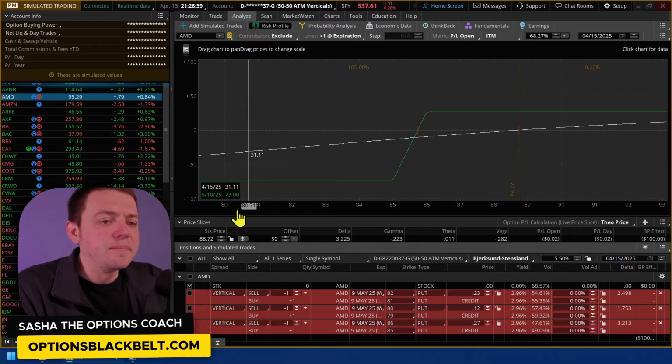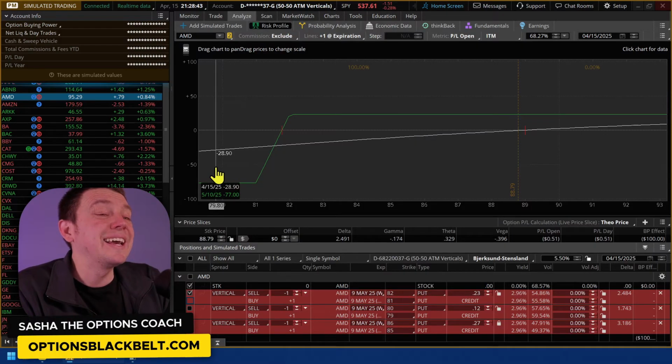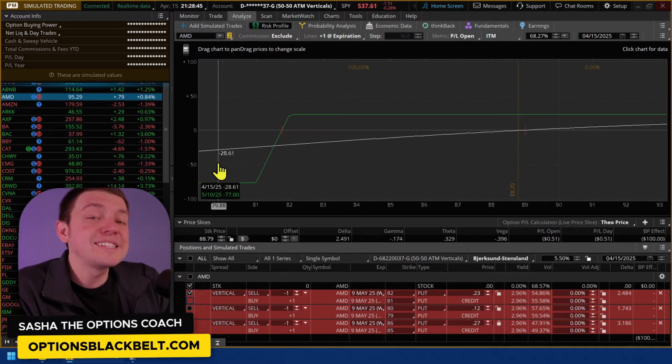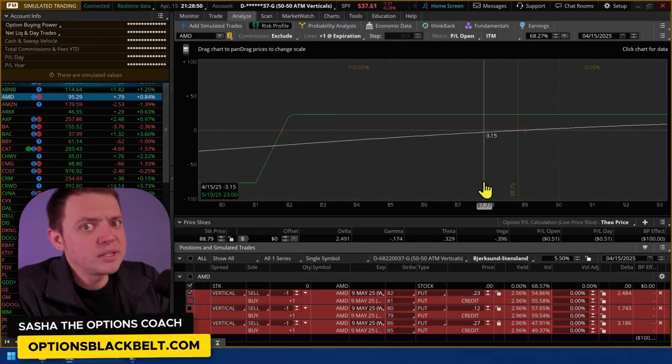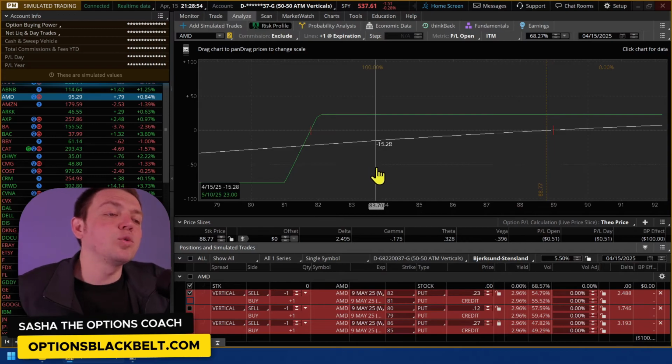Okay. This one I'm looking to risk 77. So I'm actually risking a little bit more. And that is because the chance of this winning is greater. So I need to risk a little bit more because my chance of success is greater. But that also means I get less credit. So I'm only making $23.